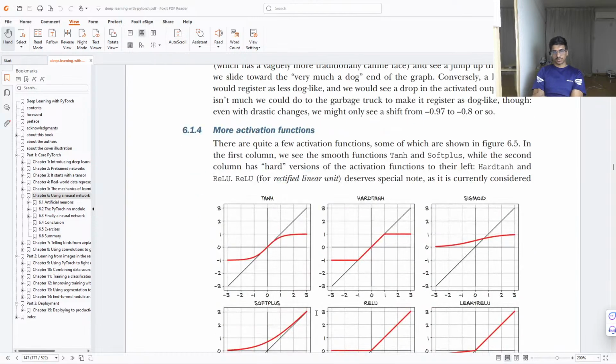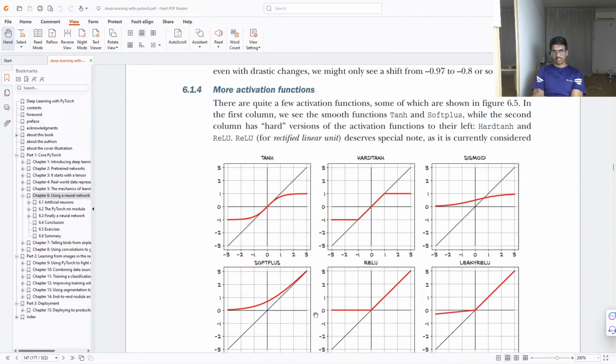More activation functions. There are quite a few activation functions, some of which are shown in figure 6.5. The first column we see has the smooth functions tanh and softplus, while the second column has a hard version of the activation function to their left, Hardtanh, and the ReLU, for rectified linear unit.